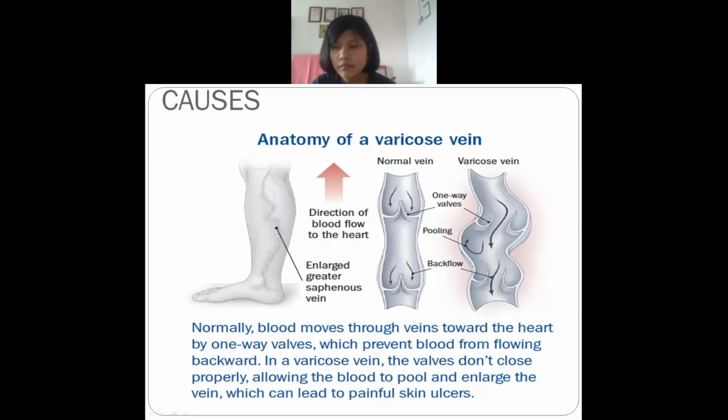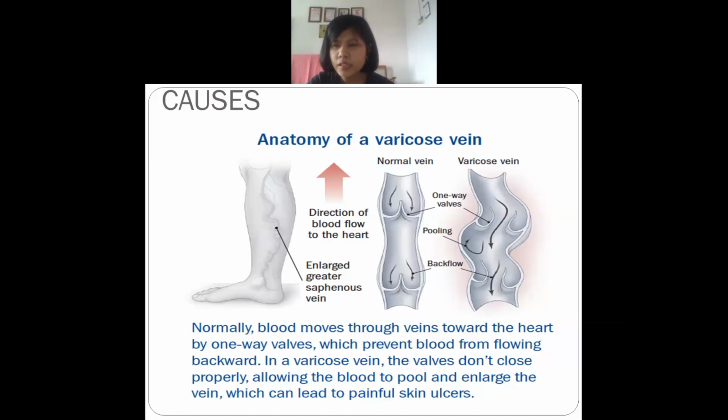All the valves that you will find in the vein don't close properly. Why? Because of the weakness and damage of the vein. Since it is weak, they don't close properly. So as a result, what will happen? There will be blood pooling, or else blood pool. The blood will accumulate in one particular place.